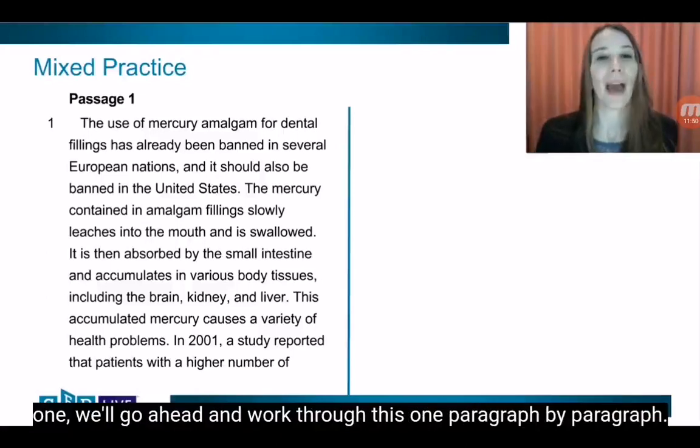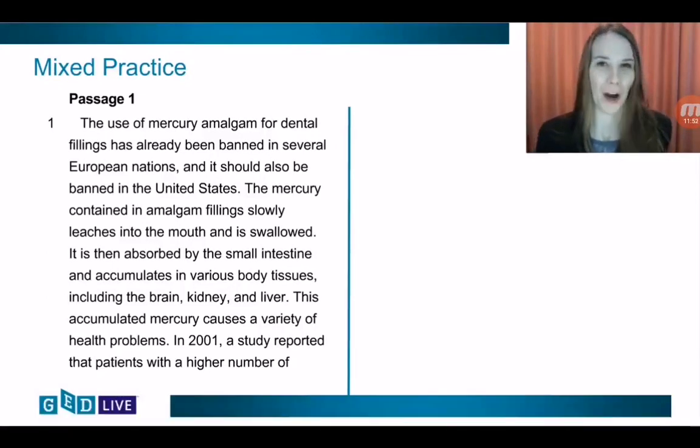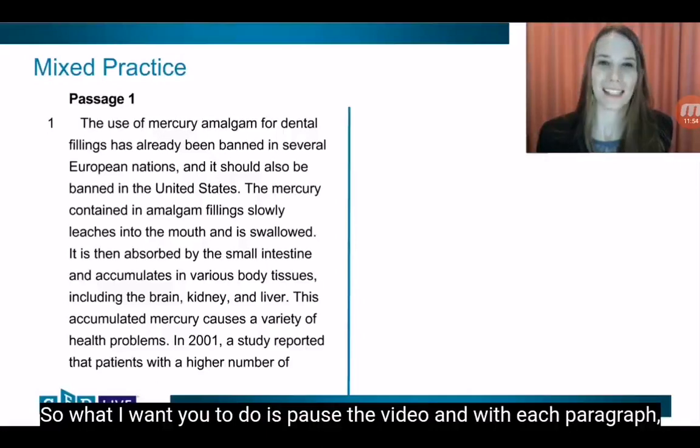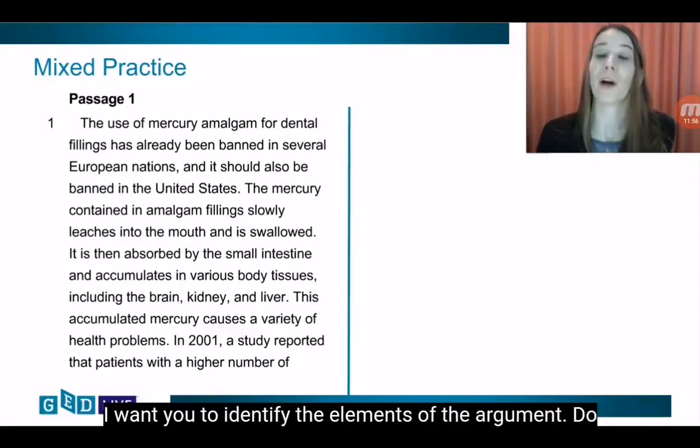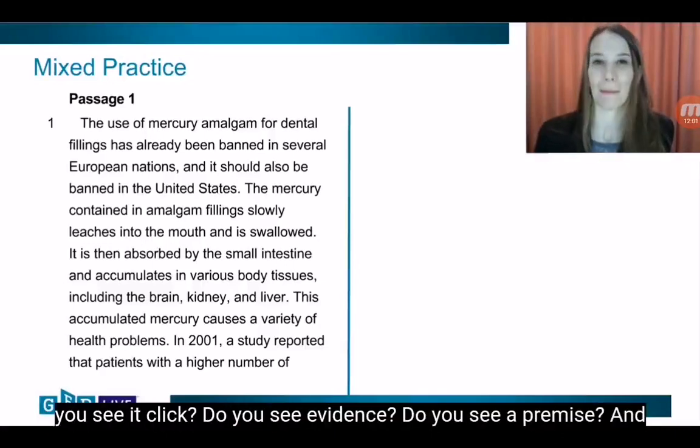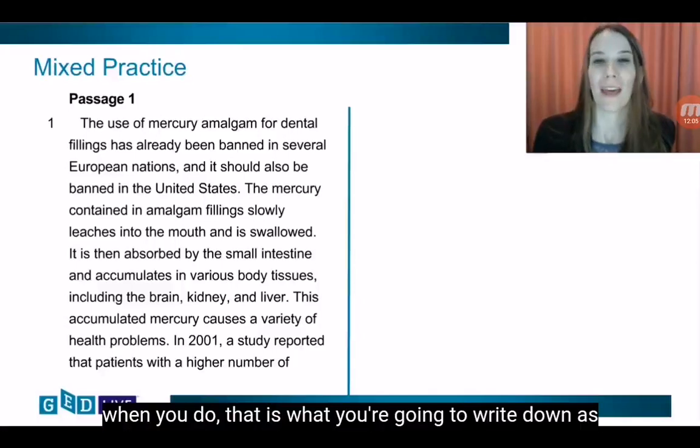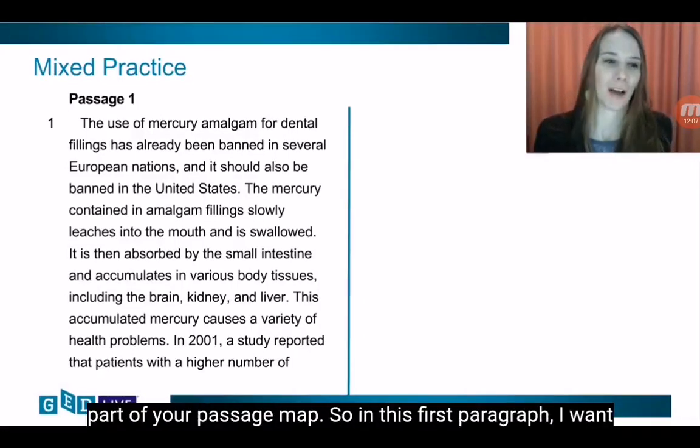For this first one, we'll go ahead and work through this one paragraph by paragraph. So what I want you to do is pause the video, and with each paragraph, I want you to identify the elements of the argument. Do you see a claim? Do you see evidence? Do you see a premise? And when you do, that is what you're going to write down as part of your passage map.